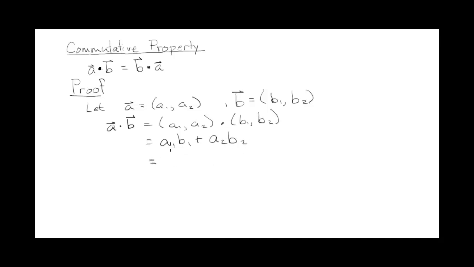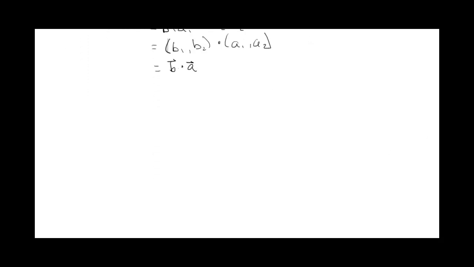But now each term here is just regular multiplication, A1 times B1. Well, regular multiplication we know is a commutative operation, so you can flip the order here. But now that's just equal to B1, B2 dot A1, A2, because the B's are first. So that's just B dot A. So hopefully that shows you that the dot product is indeed a commutative operation.